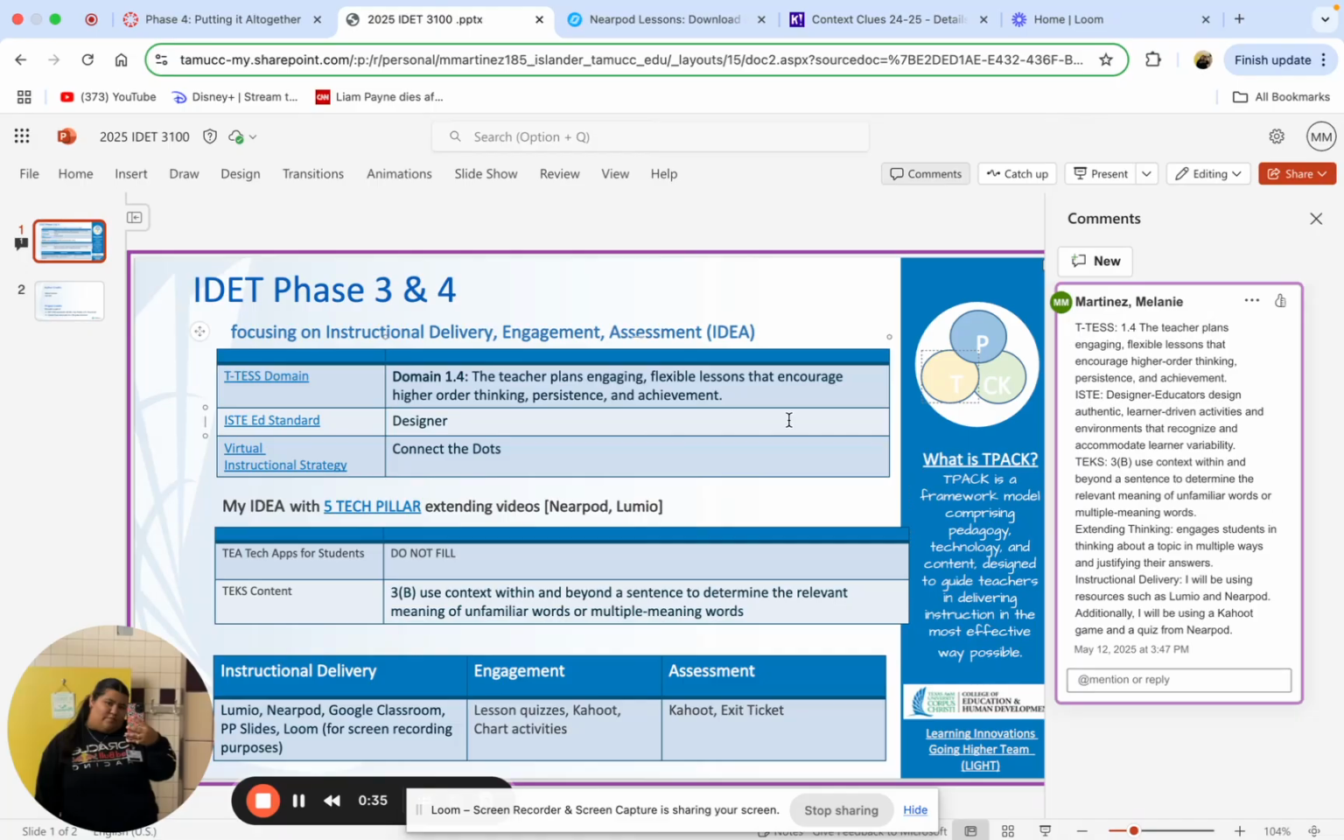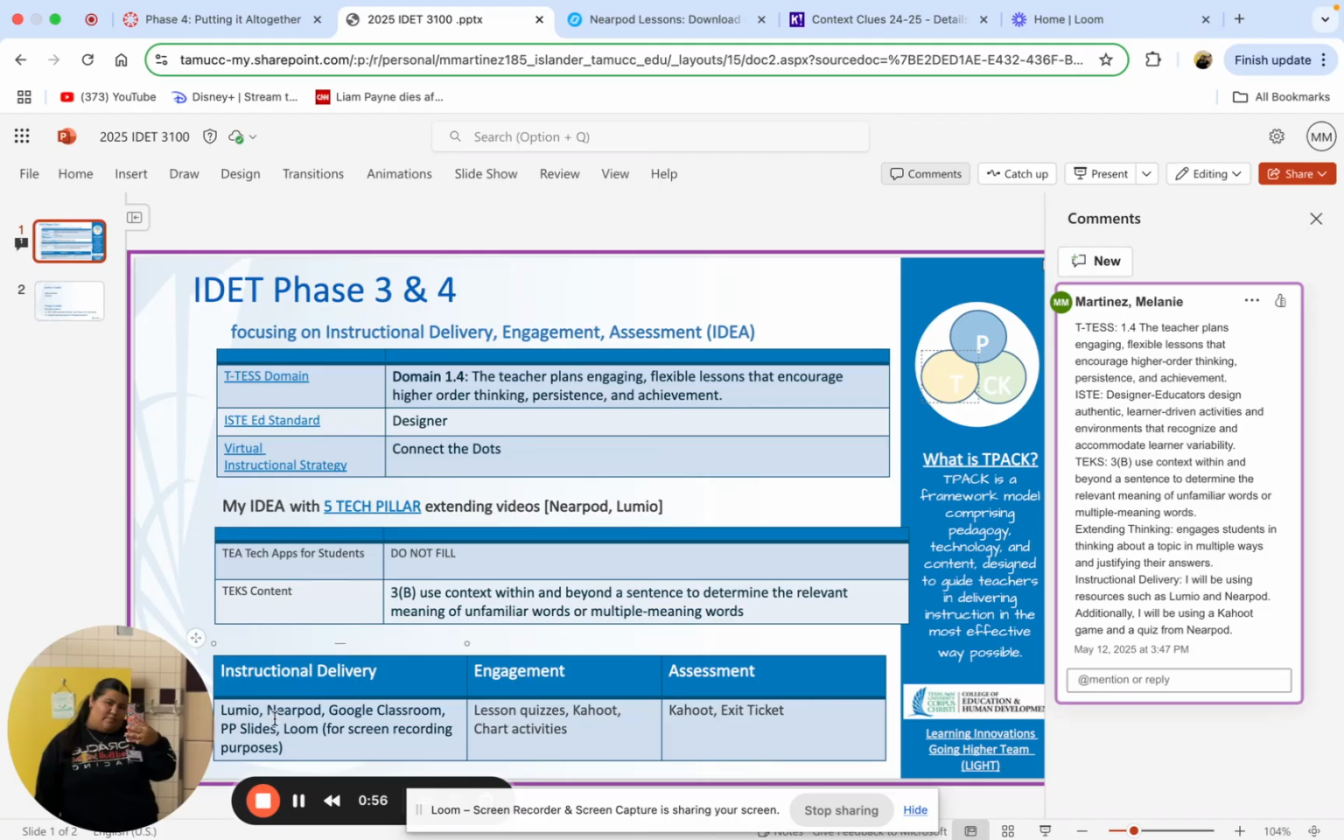For the virtual instructional strategy, I use connected dots, which comes from extending thinking, which means engage the students in thinking about a topic in multiple ways and justifying the answers. For the TEKS, I use 3B, use context within and beyond a sentence to determine the relevant meaning of unfamiliar words or multiple meaning words.